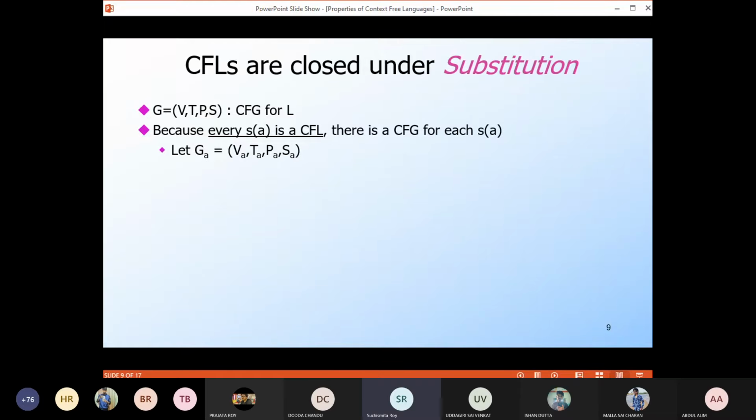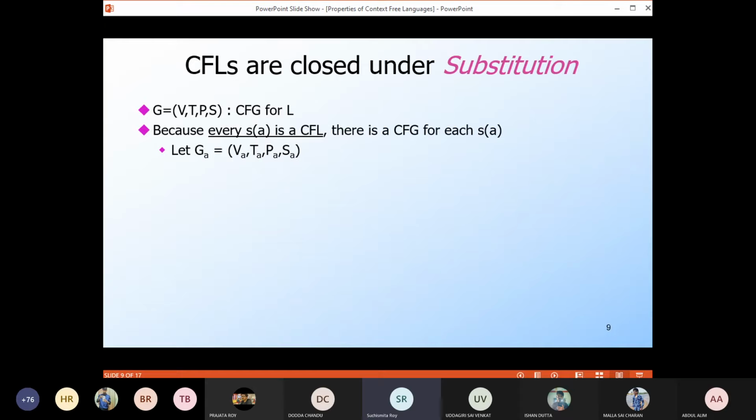a context-free language is defined by a context-free grammar, G. So G defines a context-free language, defined by V, T, P, S. Now this T contains, say, n number of input symbols, small n. And each of these symbols has a substitution defined.